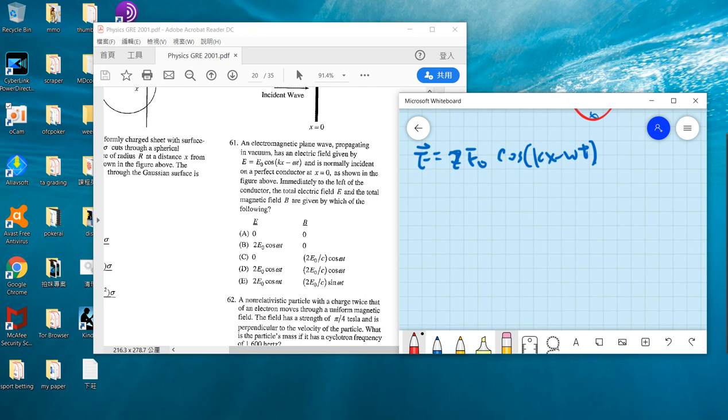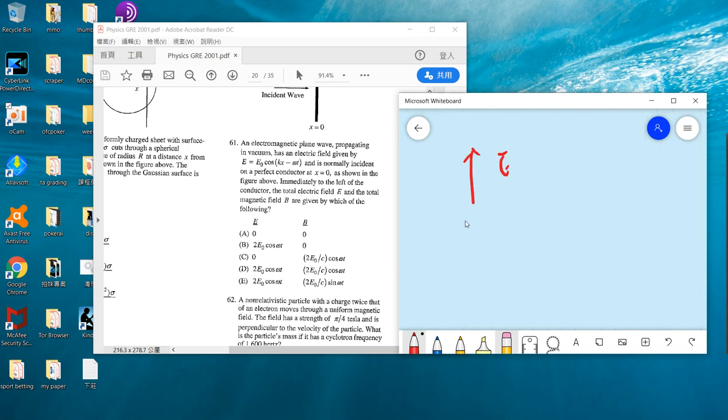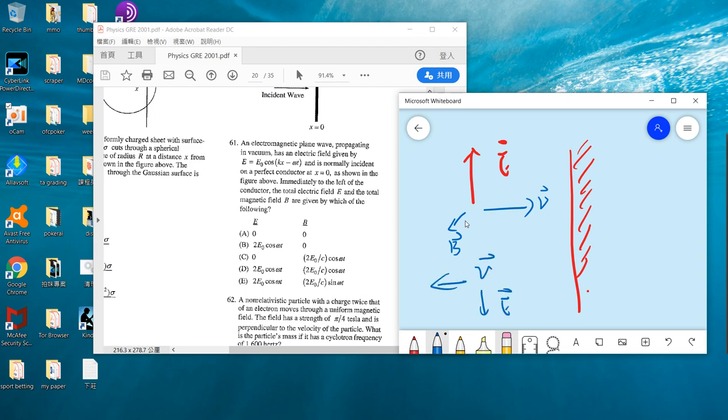However, suppose this is your electric field and this is the perfect conductor, and this is the original wave. Then this is your magnetic field, and since your electric field must be cancelled, this is your reflected wave, and using the right hand rule, you can see that this is the magnetic field, right? So you can see the magnetic field has the same direction. So the total magnetic field on the left must be non-zero. So the answer is C.